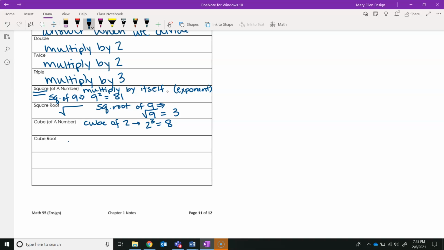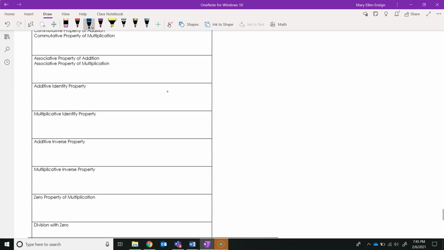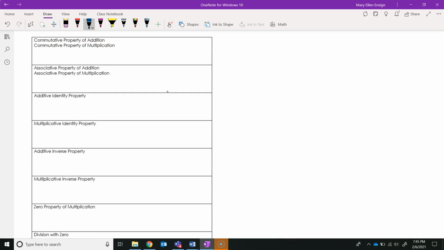The cube root of something, if I take the cube root of 27, that is going to be 3, because 3 times 3 times 3 is 27. Okay, and the last page here has some properties we're going to look at. And a lot of these we do all the time without thinking about it.